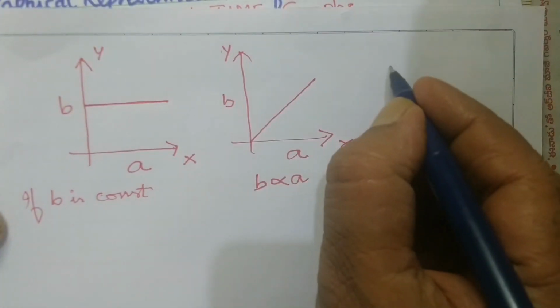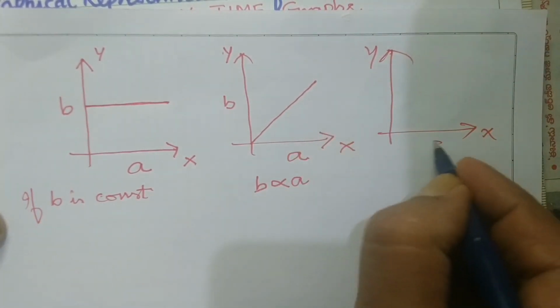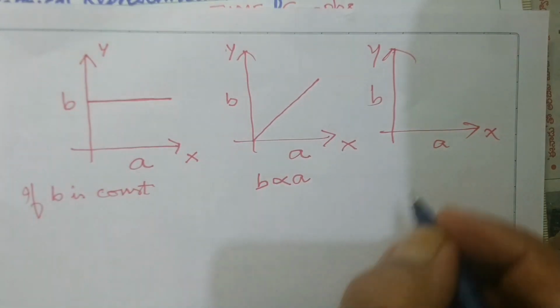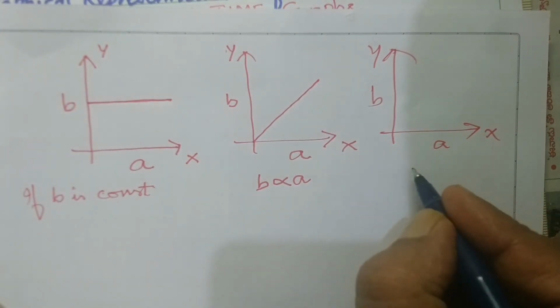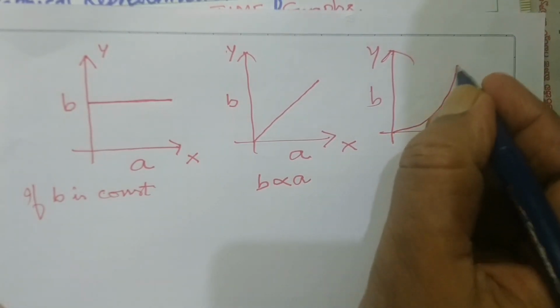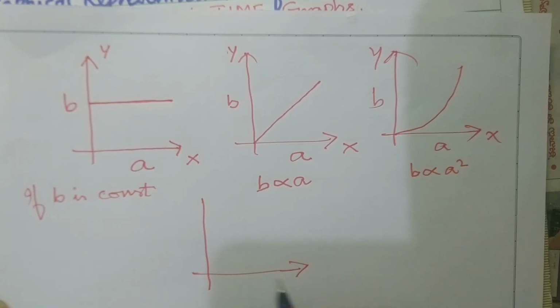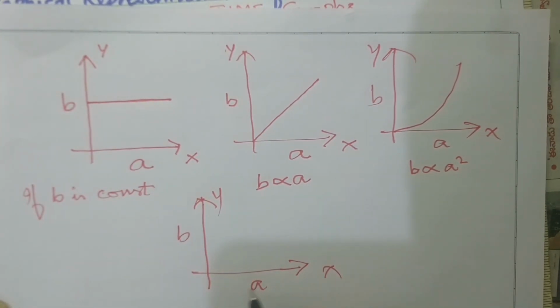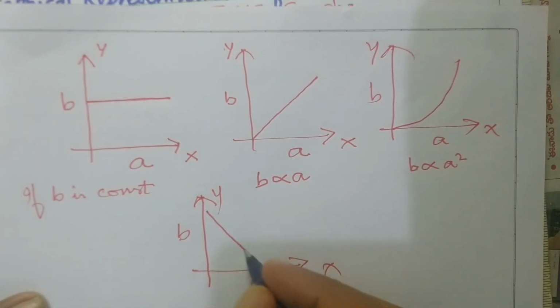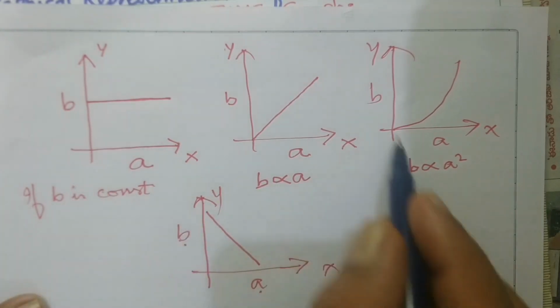Then the next one is that if this is the x-axis, y-axis as usual, A, B, if B is proportional to A square, then you will get the graph like this. Next one is that x-axis, y-axis, this is A, this is B. Then if A increases, B decreases, then you will get the graph like this. If A increases, B decreases, the graph line you will get like this. These are the basic things about the graphs.